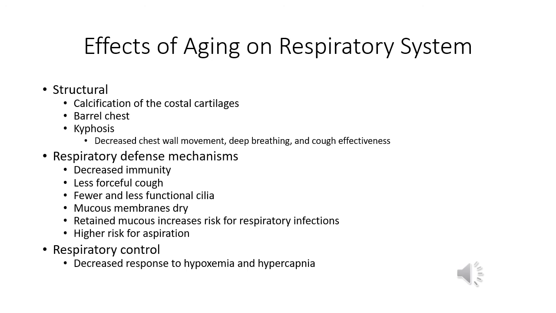They have a decreased immunity, a less forceful cough, fewer and less functional cilia. Their mucous membranes tend to be dry. They can retain mucus, which increases their risk for developing respiratory infection, and they're at a higher risk for aspiration due to difficulty swallowing. Their respiratory control is diminished, and this is because they have a decreased response to hypoxemia and hypercapnia.